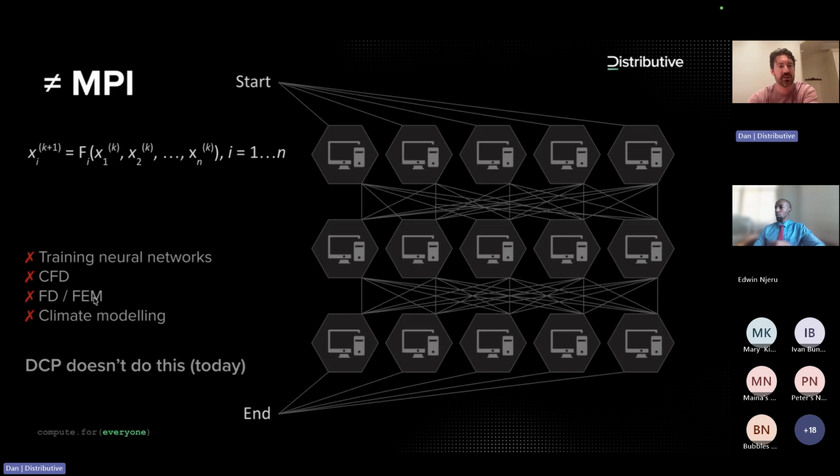Anything with finite element analysis, where you're doing domain decomposition and communicating intermediate results between nodes as you're doing simulations, again, is something that would need MPI.